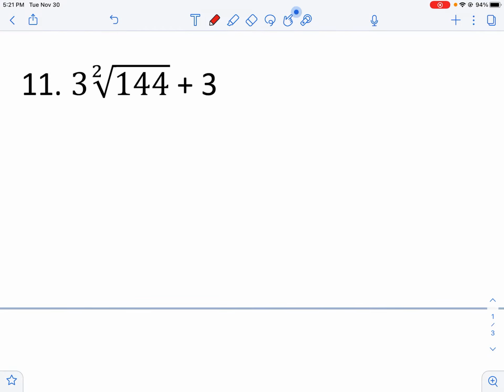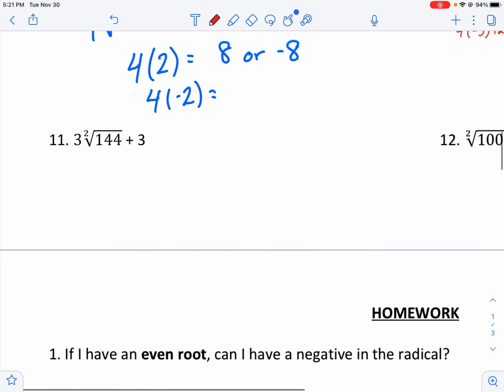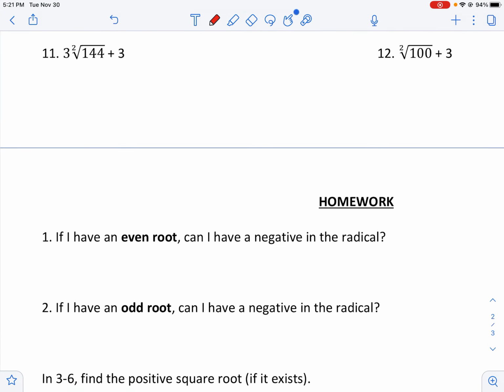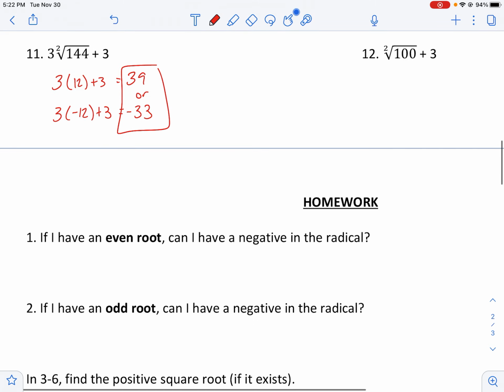All right, let's take a look at 11 and 12. I'd like you to try those on your own, and then again, unpause when you're done and check your answers. So this could either be 3 times 12 plus 3 or 3 times negative 12 plus 3. So this is either 39 or negative 33. And this one would either be 13 or negative 7.